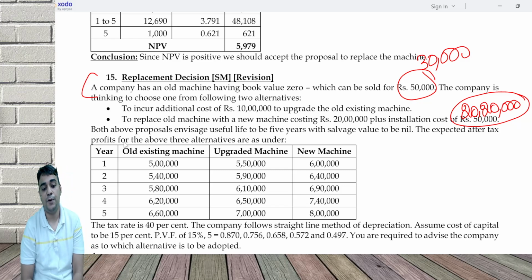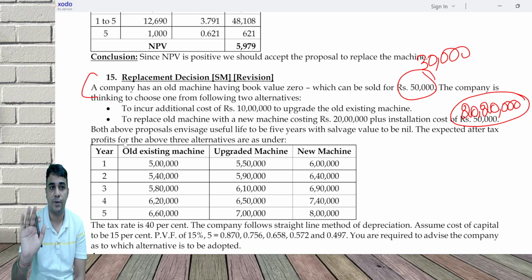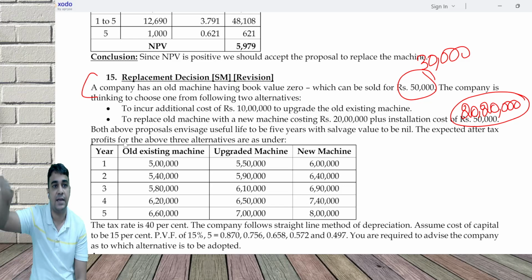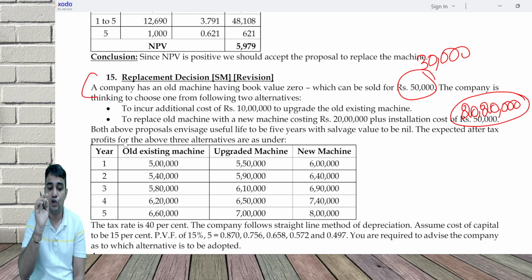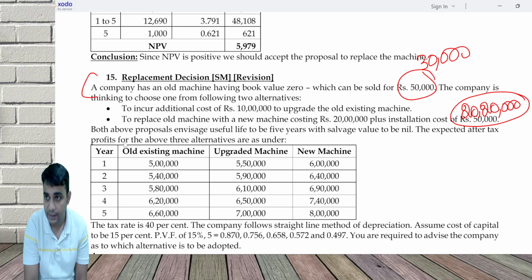If you continue with the existing machine, outflow is 10 lakh. No opportunity cost. Don't bring opportunity cost because that benefit of 30,000 is given in the replacement. So upgraded machine outflow is 10 lakh. New machine outflow is 20 lakh 20. Any doubts on this?